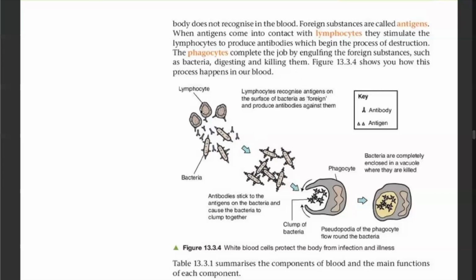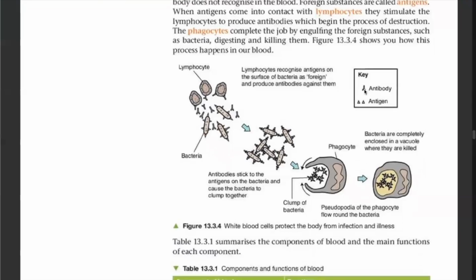Now, when the lymphocytes send out antibodies, look at what it says here, right? First of all, lymphocytes recognize antigens on the surface of bacteria as foreign, and they produce antibodies against them. Now, you can see the key over here. The antibody is the upside down Y-looking thing. The antigens are represented by the triangles. You see them on the bacteria. Now, the antibodies from your lymphocytes, look at what they do. The antibodies stick to the antigens on the bacteria.